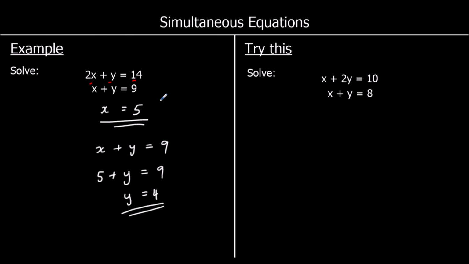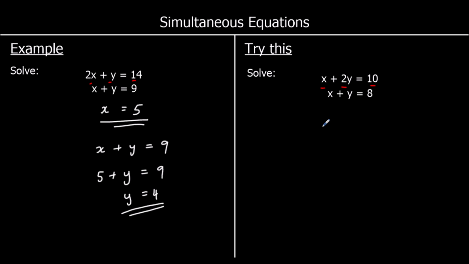Okay, there's one for you to try here. So if you feel able to, give it a go. We have x plus 2y is equal to 10 and x plus y is equal to 8. We can look at the difference between these equations again. So take away the bottom equation from the top one.